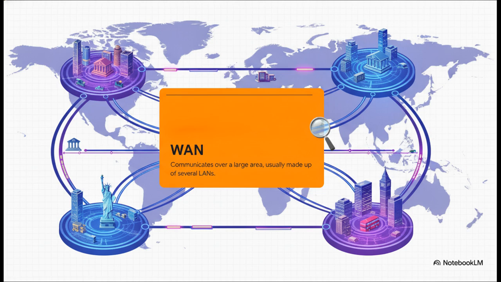Like when a bank needs to connect its branches all across Bangladesh, or a massive international company wants to link up its offices in Dhaka, London, and New York, they use a WAN. Basically, a WAN is usually just made up of several smaller LANs that are connected together over super vast distances.